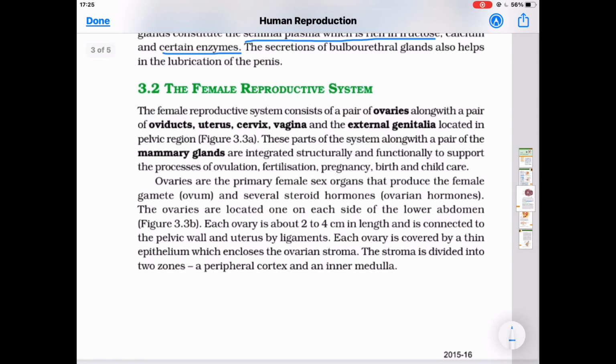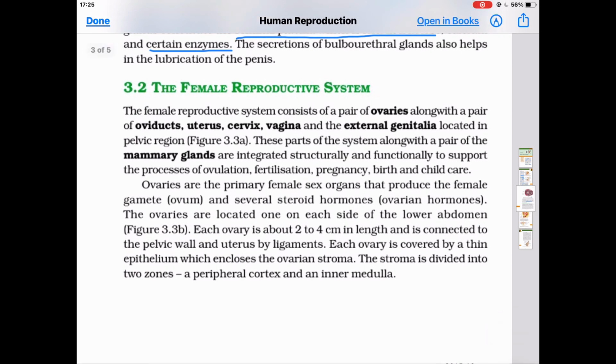Next, that part, that is the female reproductive system, we will do afterwards.